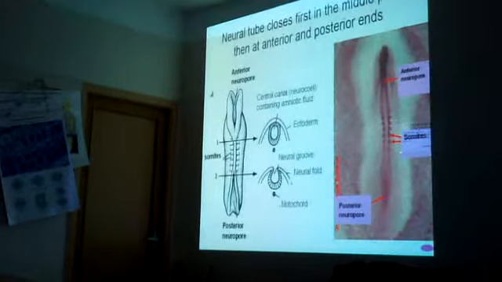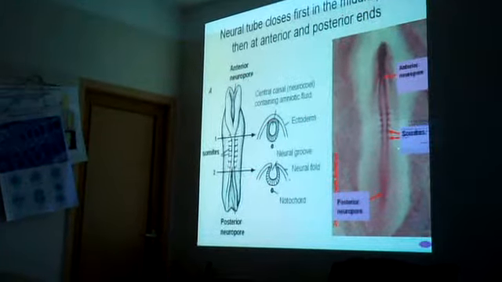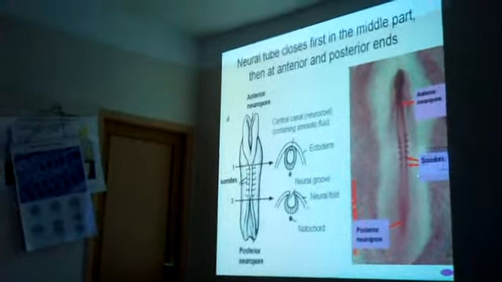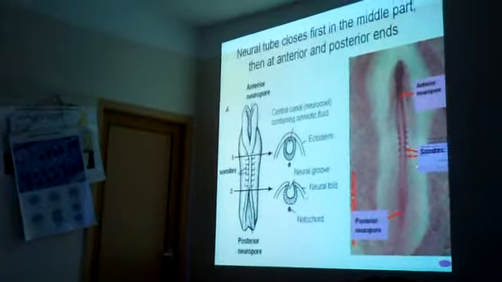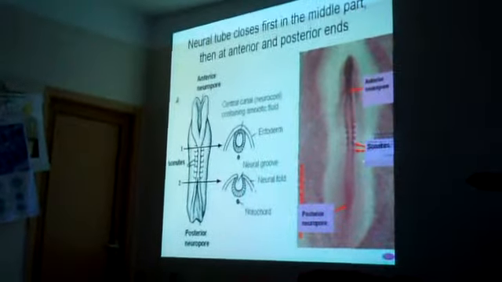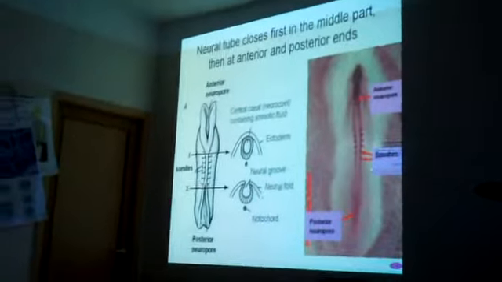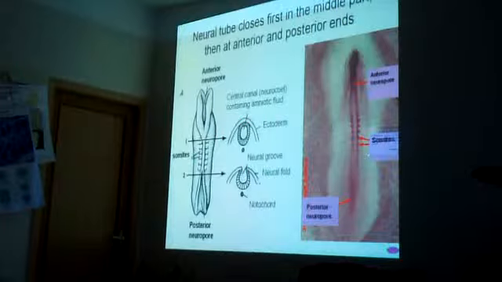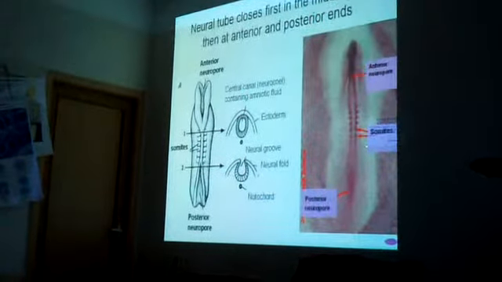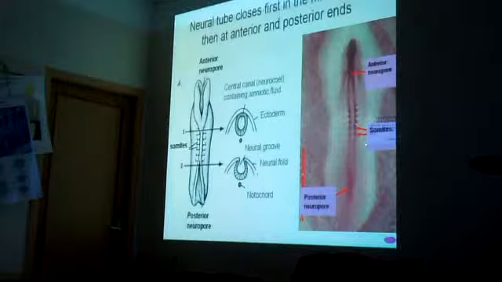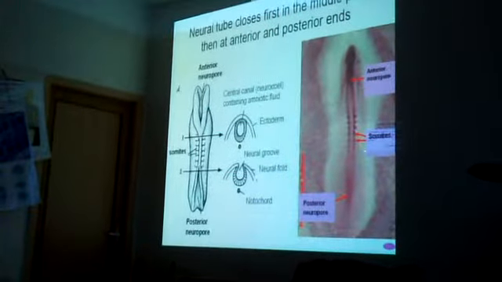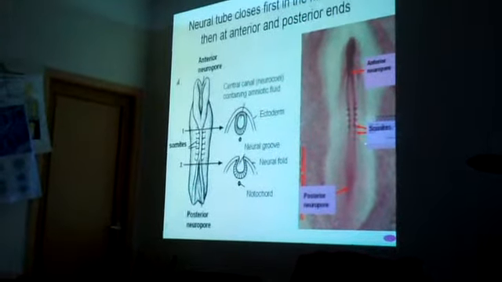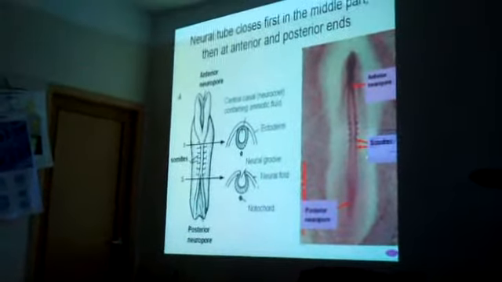This is how the embryo looks from above. You can see that the neural tube is closing first in the middle of the embryo, and somites are first formed in the middle. And then the anterior and posterior parts of the neural tube close. So abnormality mostly happens in this end of the neural tube and that end of the neural tube. Yes, again, we discuss abnormalities. It is a chick embryo, but the same in human, absolutely the same.